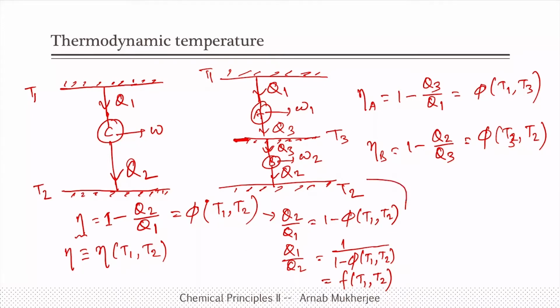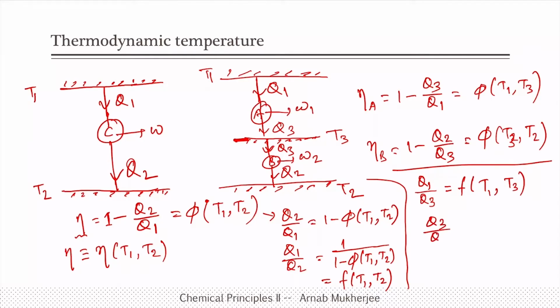We can write the same thing for the above two engines. From eta A we get heat input over output, Q1 by Q3, is a function of T1 and T3, and from engine B, the input is Q3 and the output is Q2, we get f of T3 T2.